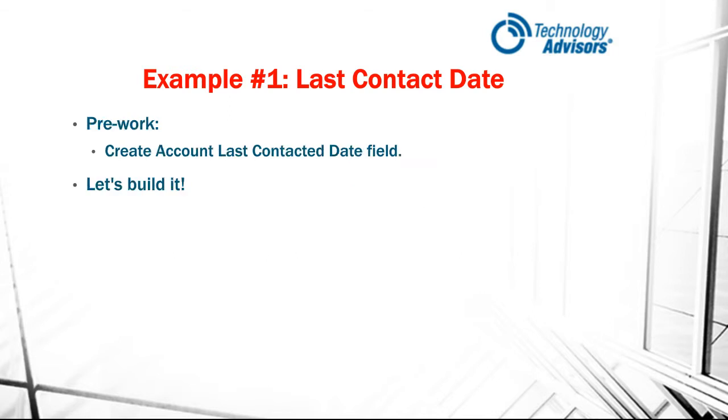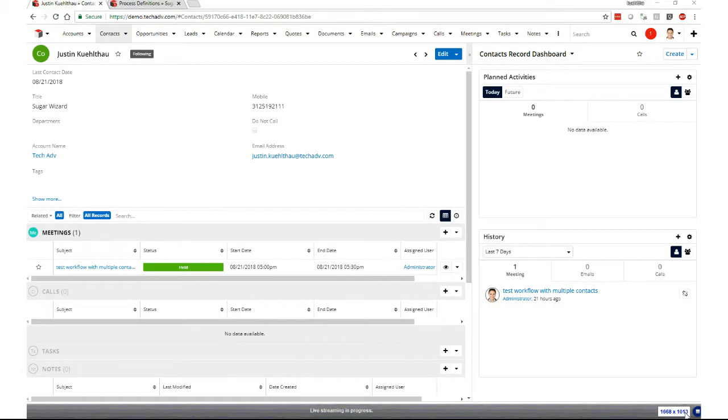Pre-work I've already done: I created the contact last contacted date field. So let's go ahead and share my screen and take a look at that. Okay, everyone should be seeing SugarCRM now. You can see here I'm looking at the contact Justin Kielthau. I have a last contacted date field just below that with August 21st. And then down below in the subpanels, you'll see I have a meeting here, Test workflow with multiple contacts, which is held. It has a start date of August 21st, or yesterday. So when I created this, it automatically updated that field.